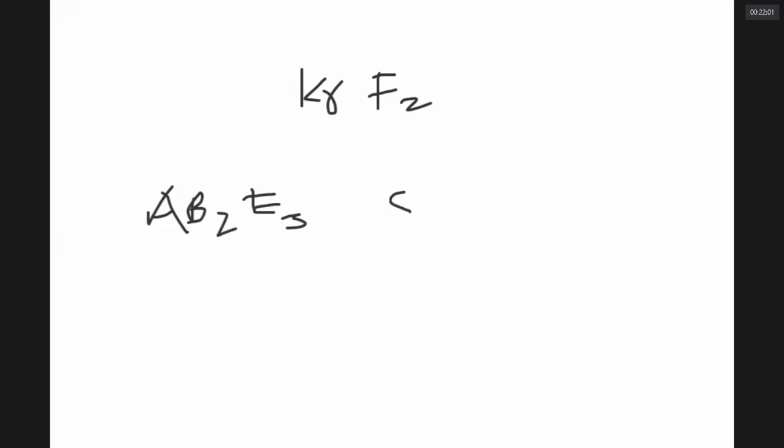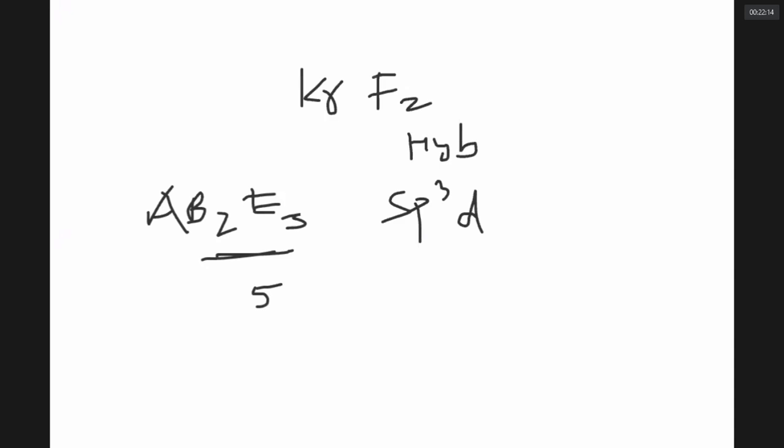Next I will take up KrF2. AB2E3, sir. Hybridization state: sp3d. Shape is linear. What is the hybridized state? sp3d2? sp3d, sir.